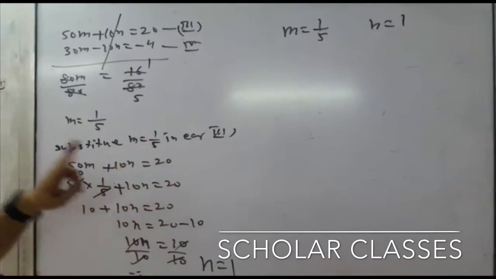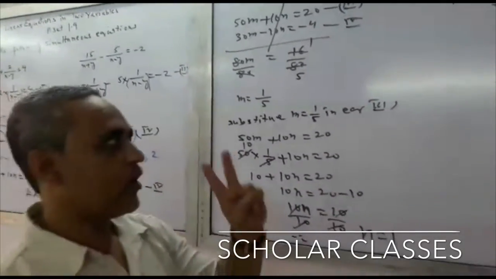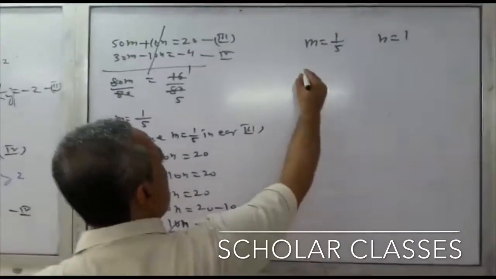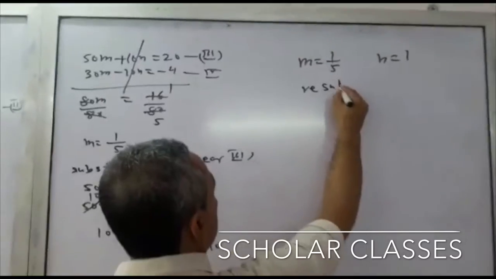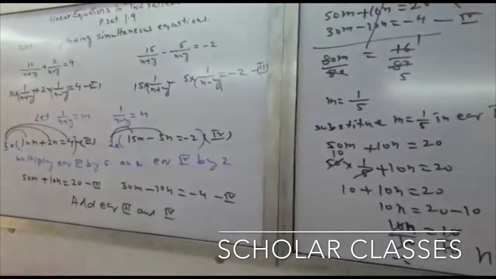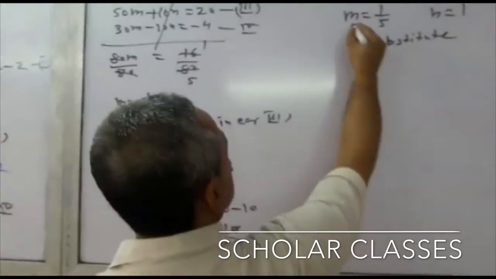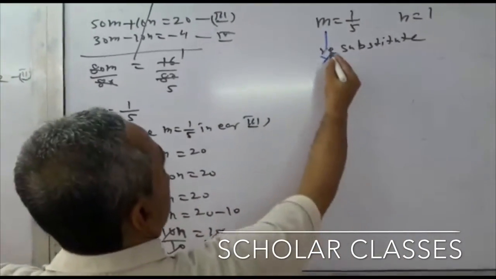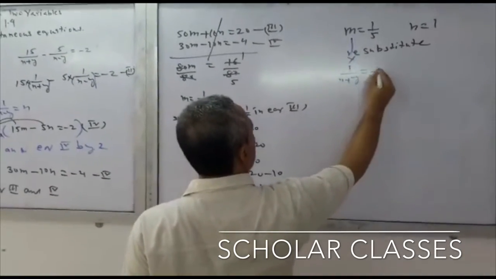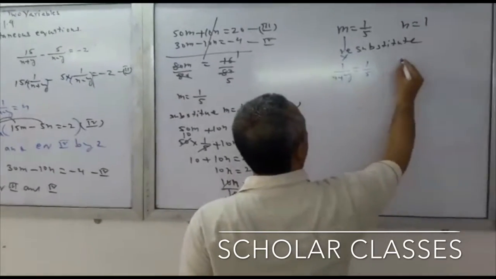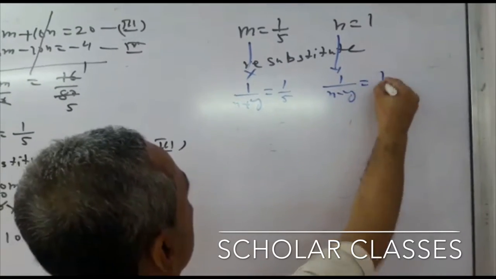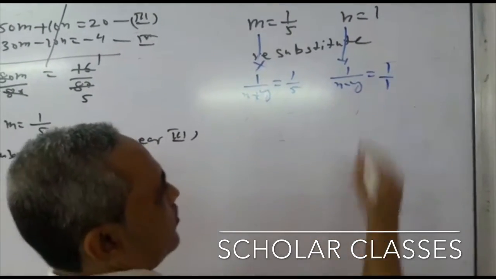We have to find out the value of x and y. हमें x and y की वैल्यू फाइंड करनी है, m and n की वैल्यू फाइंड नहीं करनी. That is why resubstitute. Now resubstitute 1 upon x plus y is equal to 1 upon 5 and 1 upon x minus y in place of n is equal to 1. We can take 1 also.